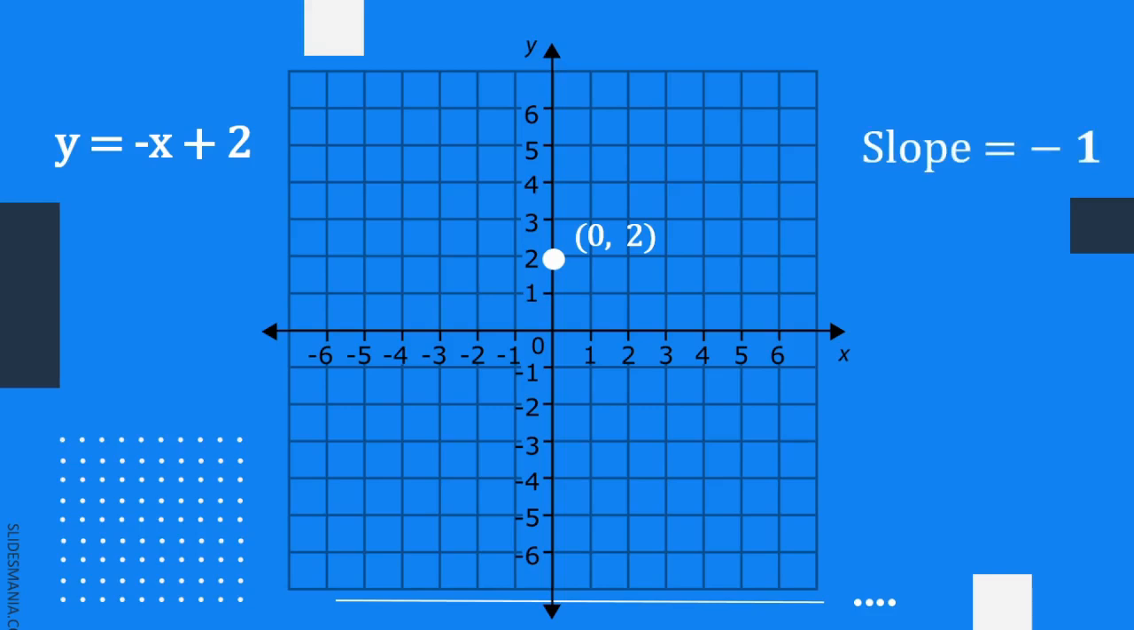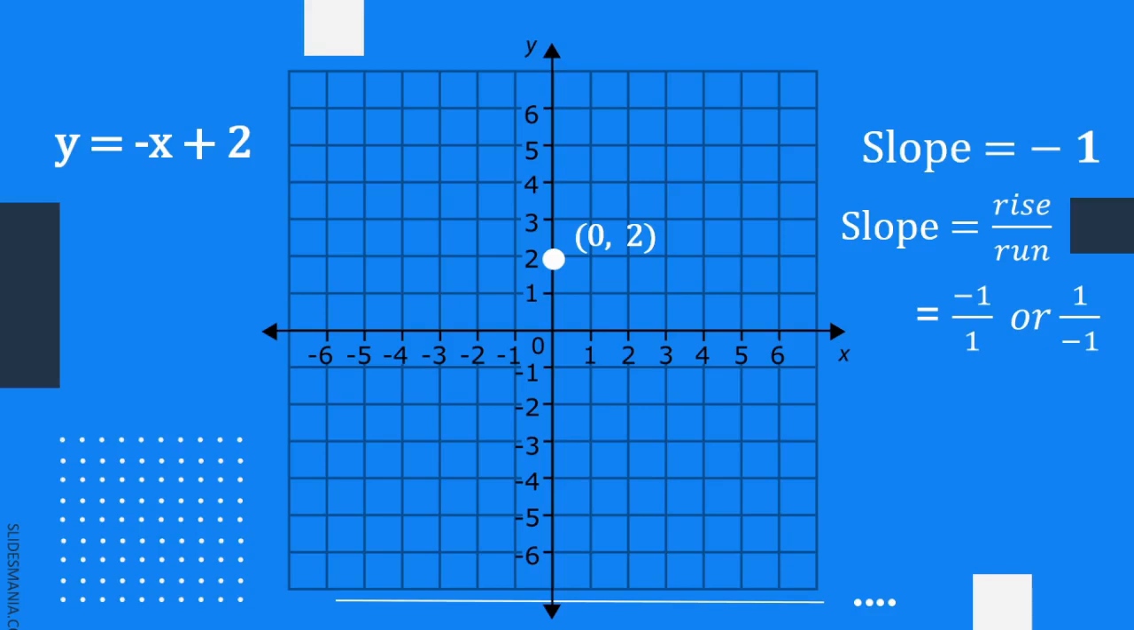Yan yung ating y-intercept. Tapos, dahil nga dun sa ating form na yan, alam na natin agad na ang slope ay negative 1. Eh, di ba yung slope, ang ibig sabihin niya, rise over run. So, pwede nating ma-figure out yung kasunod na point using rise over run. Dahil ang slope ay negative 1, dalawa yung pwede nating case. Pwedeng negative 1 over 1 or pwedeng 1 over negative 1. Kahit alin dyan sa dalawa, ang magiging sagot ay negative 1. So, try natin yung isa.